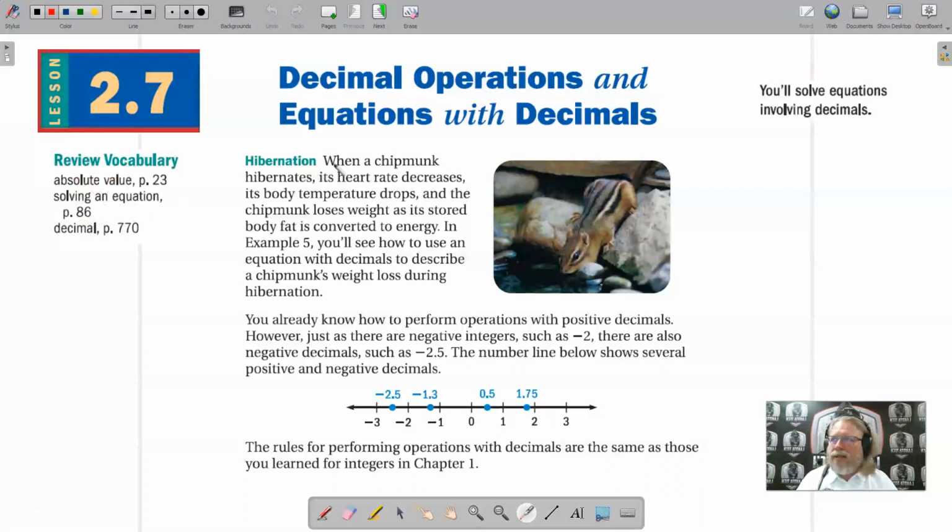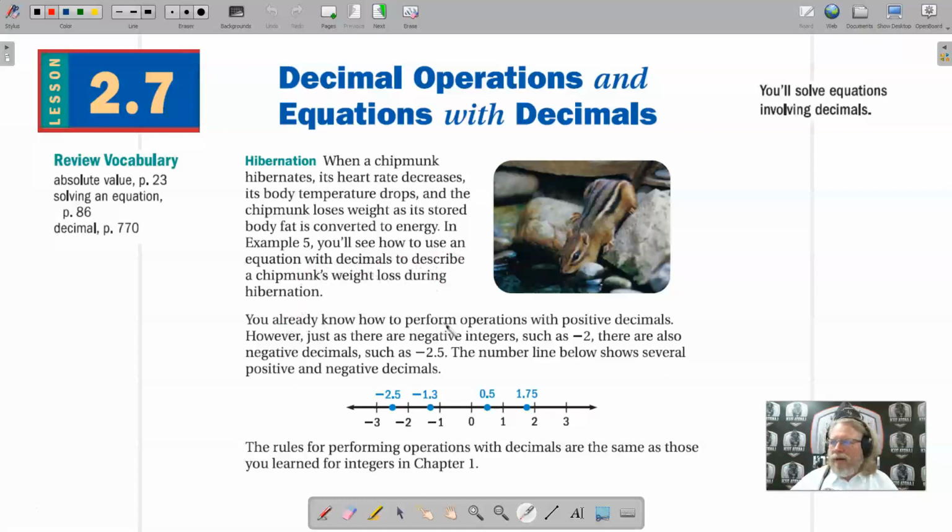So, hibernation. When a chipmunk hibernates, its heart rate decreases, its body temperature drops, and the chipmunk loses weight as its stored body fat is converted to energy. In example 5, you'll see how to use an equation with decimals to describe a chipmunk's weight loss during hibernation.